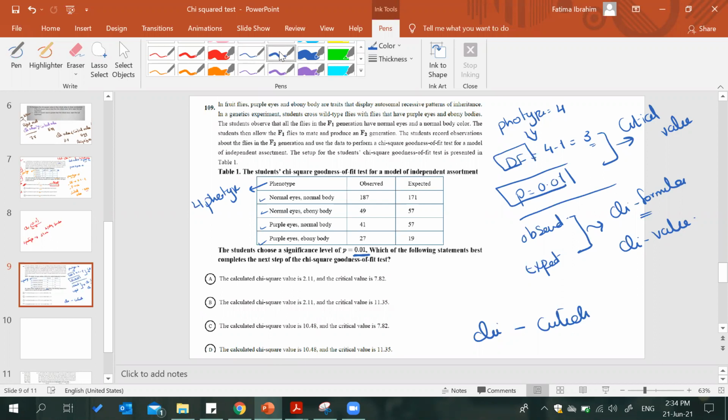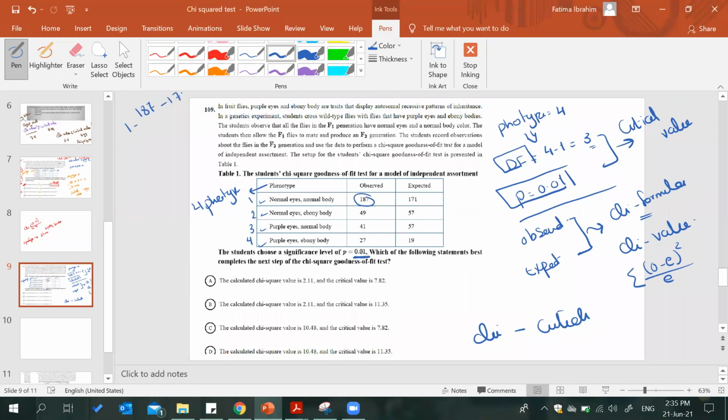Let's apply the formula for every phenotype. How many phenotypes? 1, 2, 3, and 4. We said the chi formula is the sum of O minus E power of 2 over E, observed minus expected over expected. So the first phenotype, the observed is 187 minus the expected 171, all power of 2, divided by the expected, 171. This is the first phenotype.